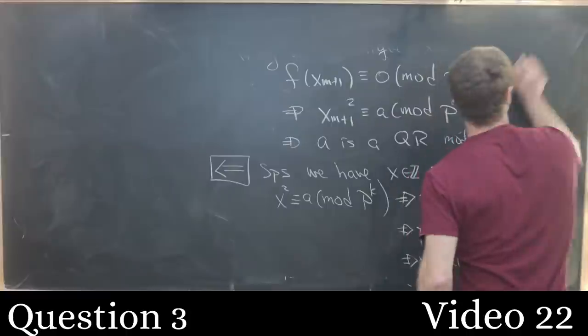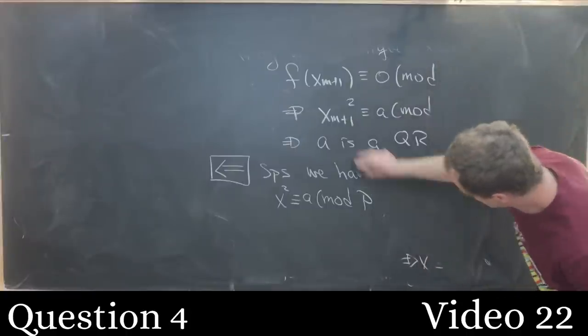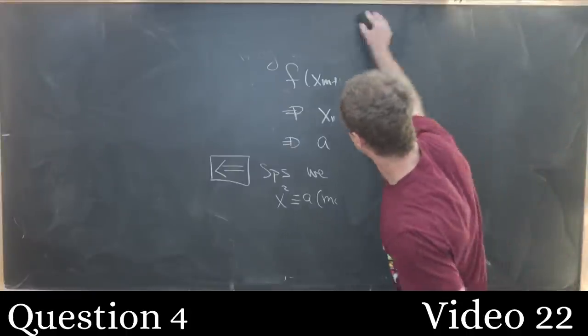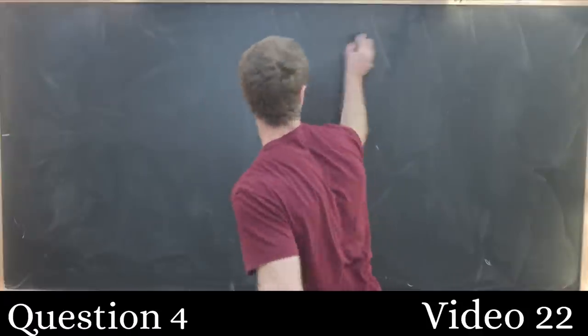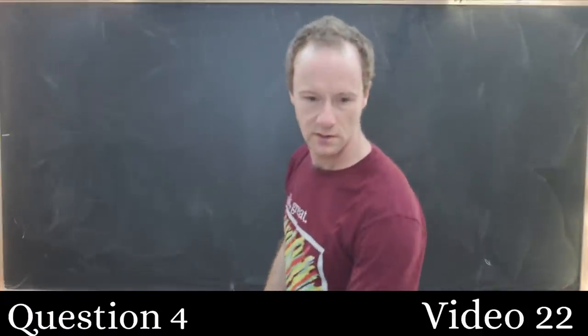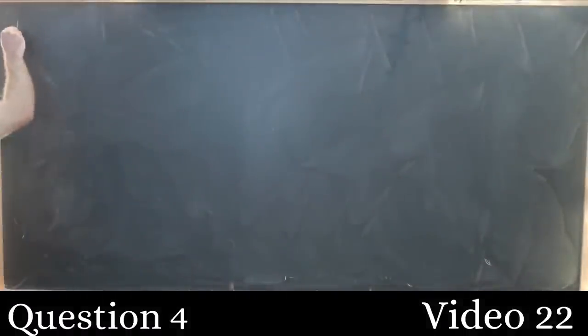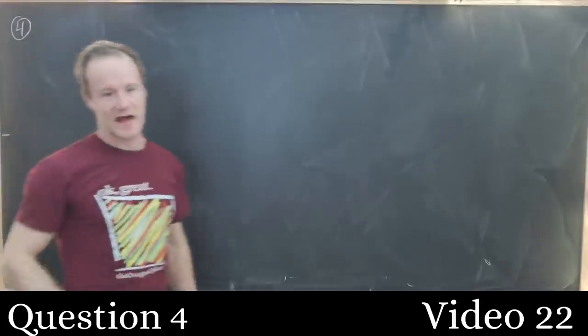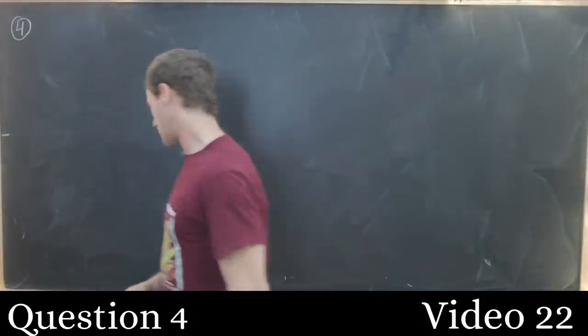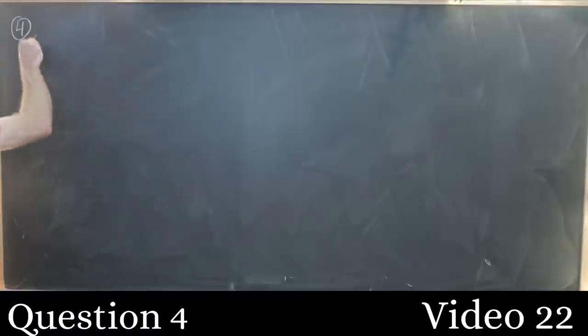That was maybe the proofiest problem on the exam. Okay, so 4 is a classic quadratic reciprocity example.